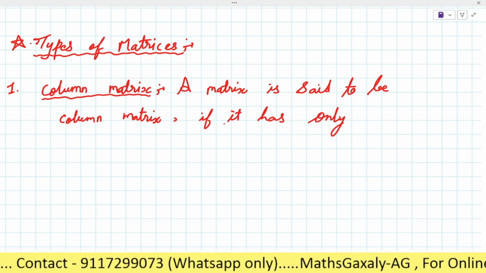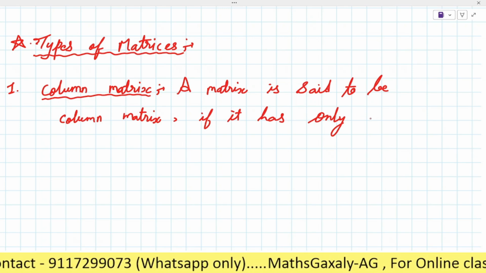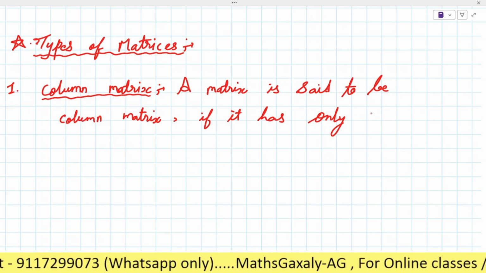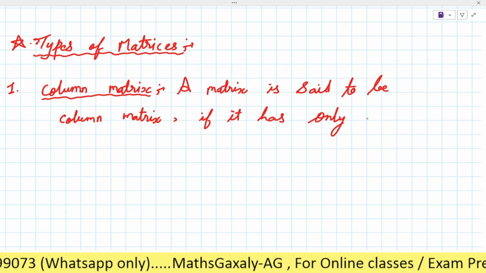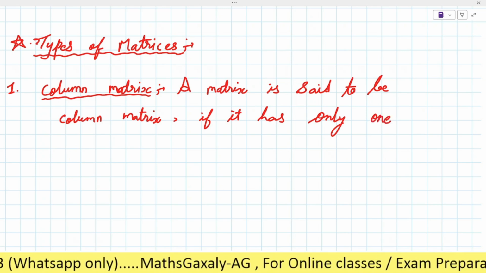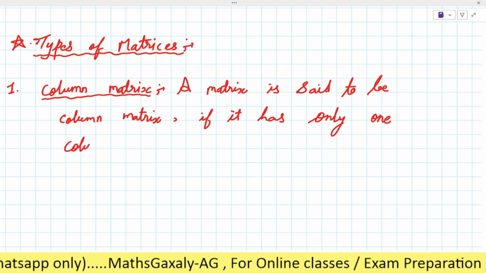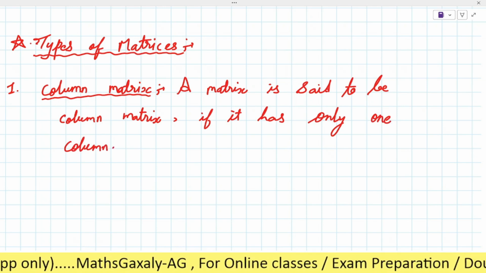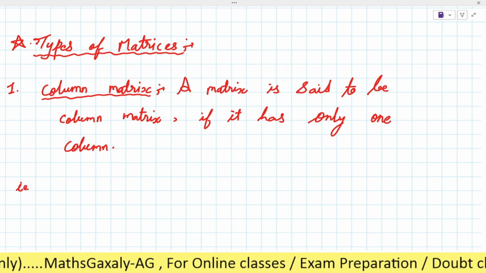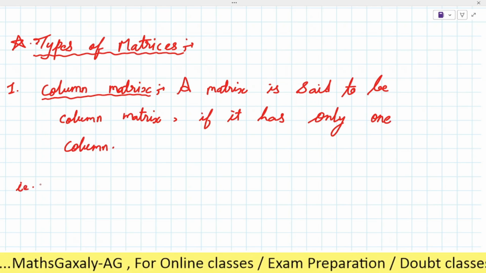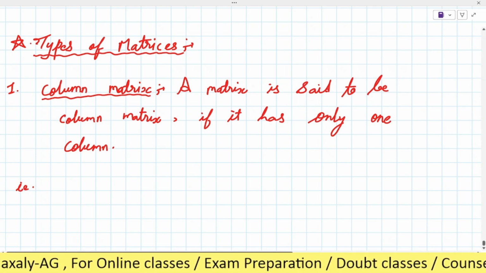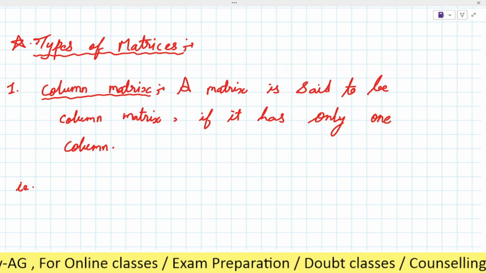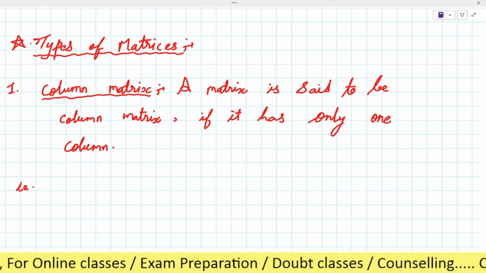So what I said here is, if it has only how many columns? What will we write? One column. It has only one column. So that type of matrix is known as a column matrix, okay?